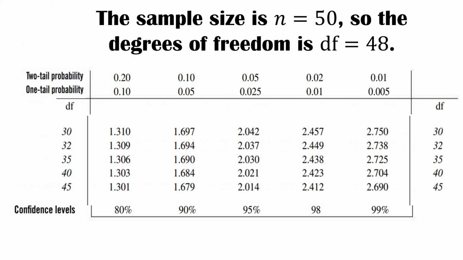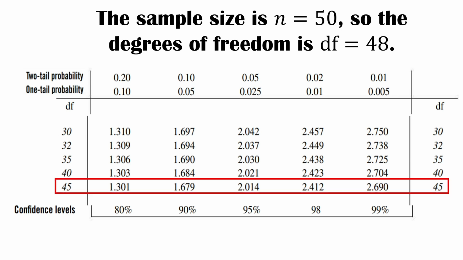So the sample size is 50, so the degrees of freedom is 48. We're going to estimate our critical value using 45 degrees of freedom. If we want a 95% interval, the critical value is 2.014.